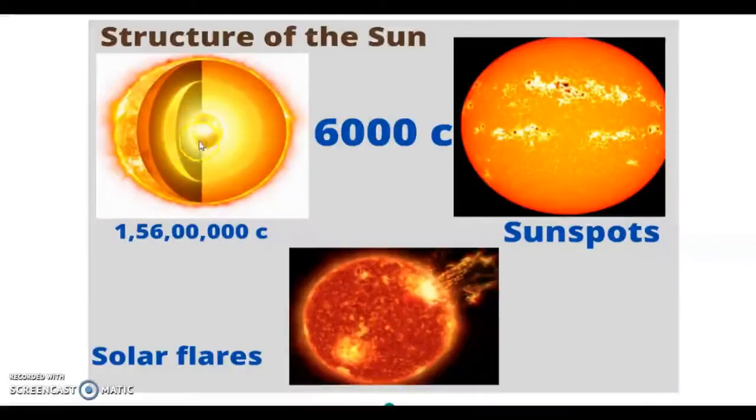Do you know the temperature of the core? It is at a very high temperature. It is nearly 1 crore 56 lakh degrees centigrade. So due to this high temperature and pressure, the hydrogen gas converts into helium gas. And what does it do? It also releases more energy, and this energy reaches the earth and we use that heat energy.